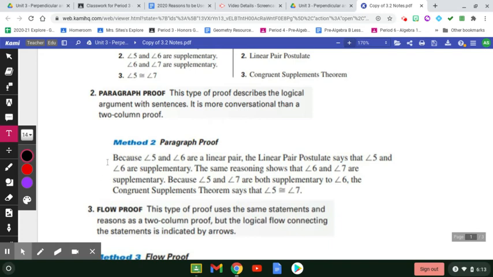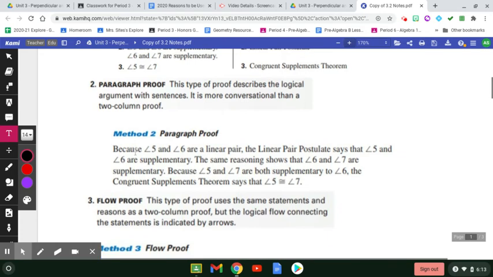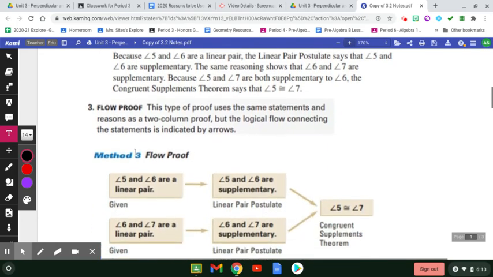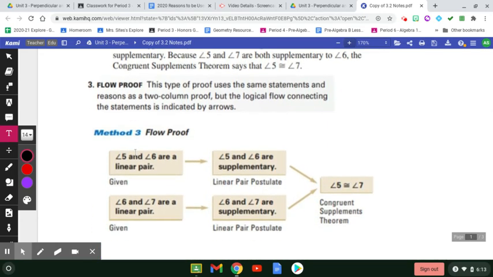Every once in a while, the directions might say for you to fill in some reasonings into a paragraph proof. Just likewise, they might ask you to fill in some reasons to a flow proof. I am going to always ask you to use a two column proof, but I want you to know that these other ways exist out there.